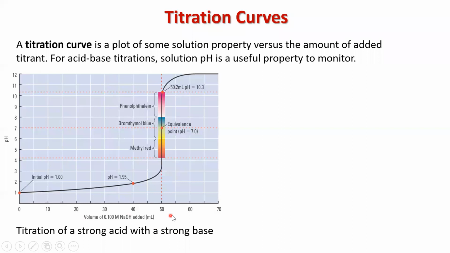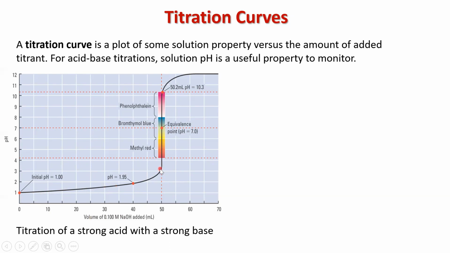So if we look along the x-axis, we're talking about the volume of 0.100 molar sodium hydroxide that's added to our acid. So at the beginning, we don't have any base added yet, so we just have acid. And what we do is we measure how the pH changes as we add sodium hydroxide. So as we add sodium hydroxide, we can trace that change in pH.